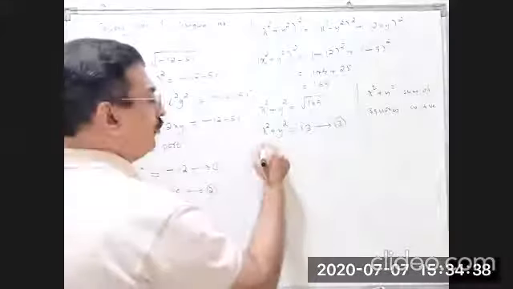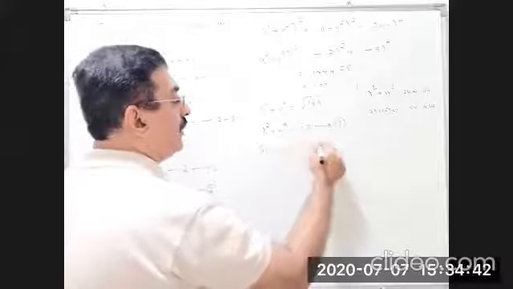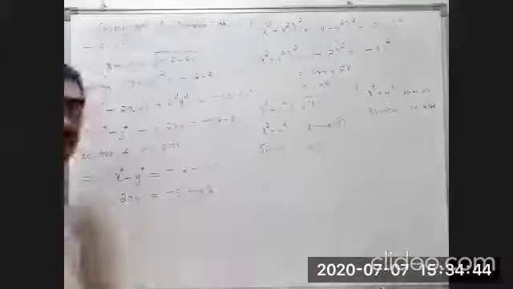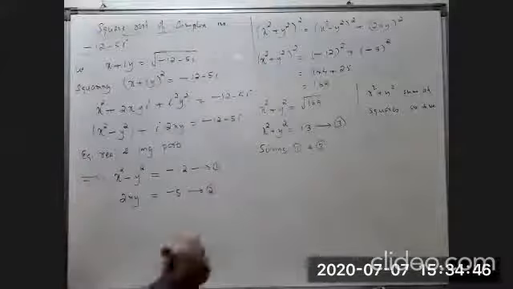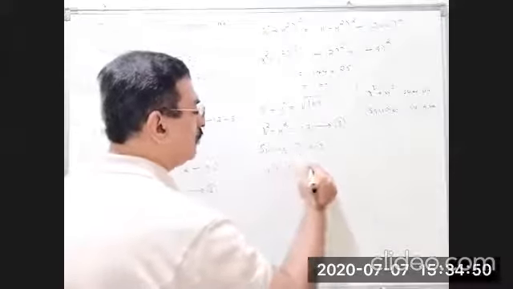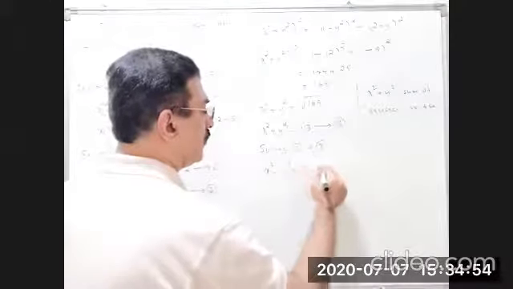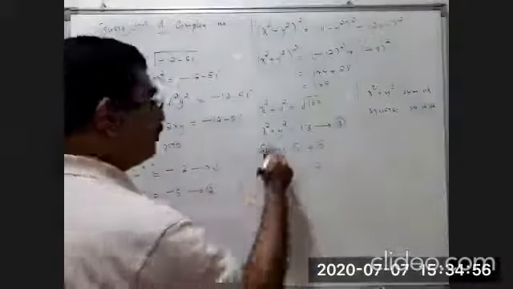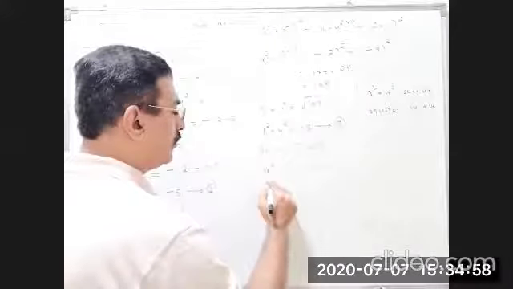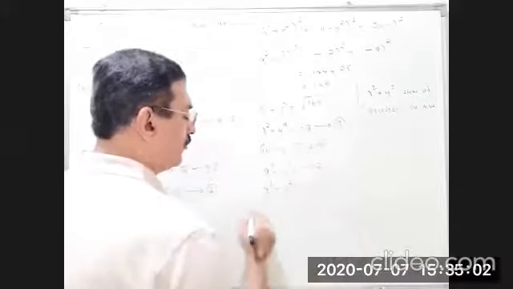Now solving 1 and 3. Equation number 1 is x square minus y square is 30 minus 12. Equation number 2 is x square plus y square is 30.